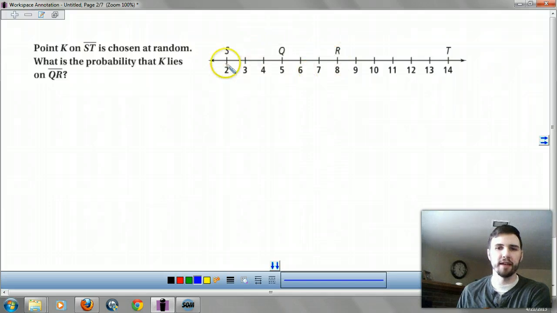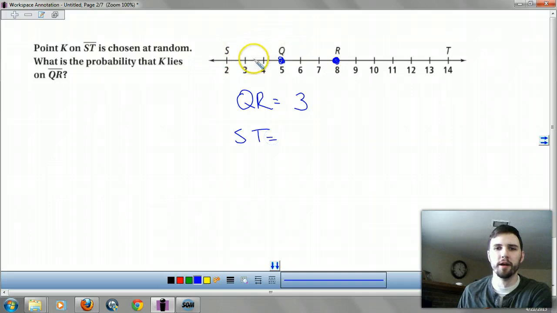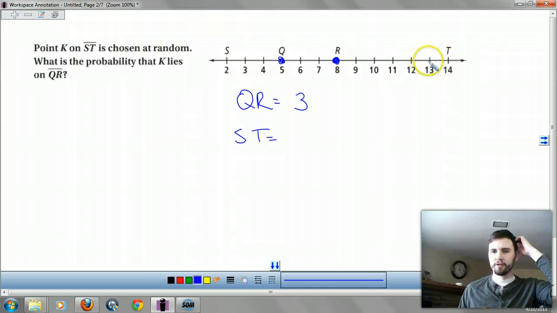Suppose you're looking at ST, and you're going to throw a point on there called K. What are the chances that K lands on QR? Okay. Well, my length QR is what? 1, 2, 3. ST equals, well, 1, 2, 3, 4, 5, 6, 7, 8, 10, 11, 12, right?